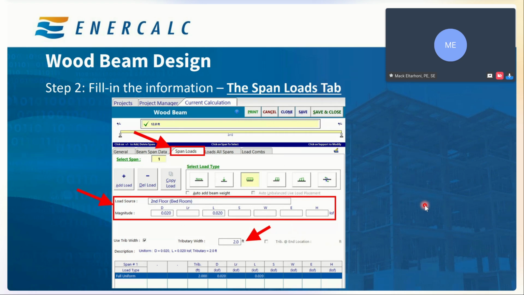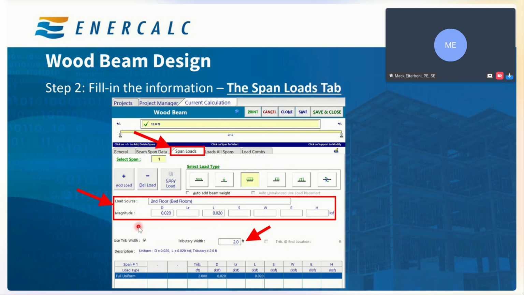So the third tab in this case, and we're very familiar with this tab, is the span loads tab. The user can apply whatever loads they would like. In this case, we have just a uniformly distributed dead load and live load of 20 PSF. We have those right here. You can apply all kinds of loads: point loads, trapezoidal loads, applied moments, partial distributed loads. You can do whatever you need to do here.